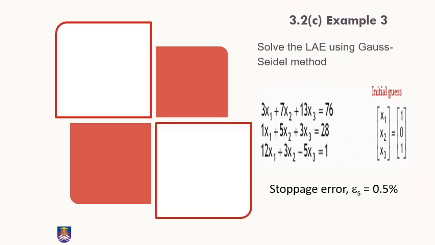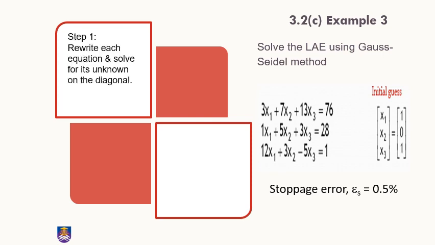This is the problem of example 3. Given the initial guesses where x1 equal to 1, x2 equal to 0 and x3 equal to 1. The iteration will stop when the epsilon A is less than the stoppage error, or known as epsilon s, which is 0.5%. So, in the first step, we need to rewrite all the equations and solve for its unknowns, which are x1, x2, and x3.